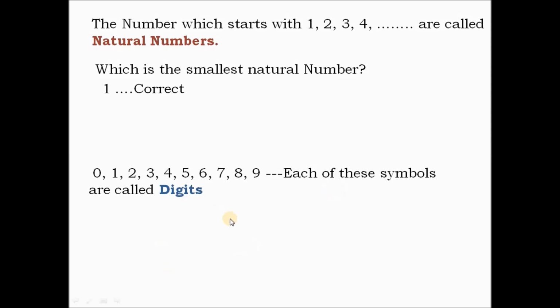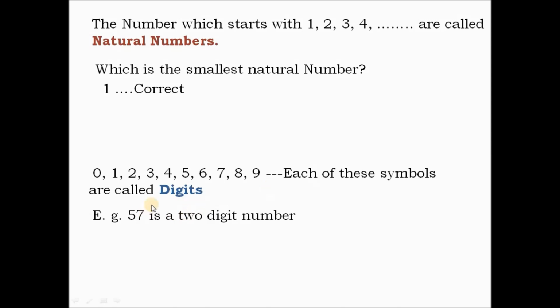0, 1, 2, 3, 4, 5, 6, 7, 8, 9. These are called symbols. Each of these symbols is called a digit in mathematics. So when we say 1, we write this symbol for 1. This is the symbol for 2. This one is the symbol for 3. There are a total of 10 symbols and all of these symbols are called digits.